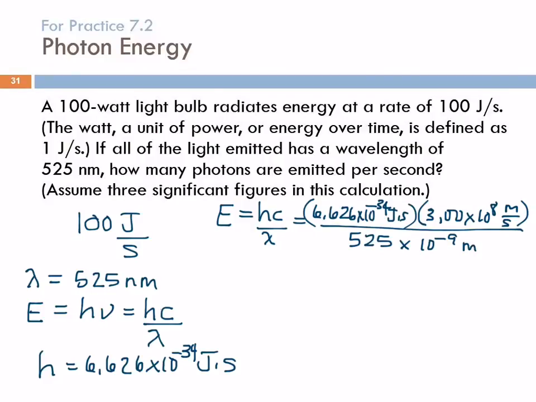And then let's check our units here. Here I've got per second and second. Those cancel out, and the meters cancel out, and so I'm going to end up with joules. 6.626 times 10 to the minus 34 times 3 times 10 to the 8th divided by 525 times 10 to the minus 9. So this is 3.787863 times 10 to the minus 19 joules. We were told to use 3 sig figs.